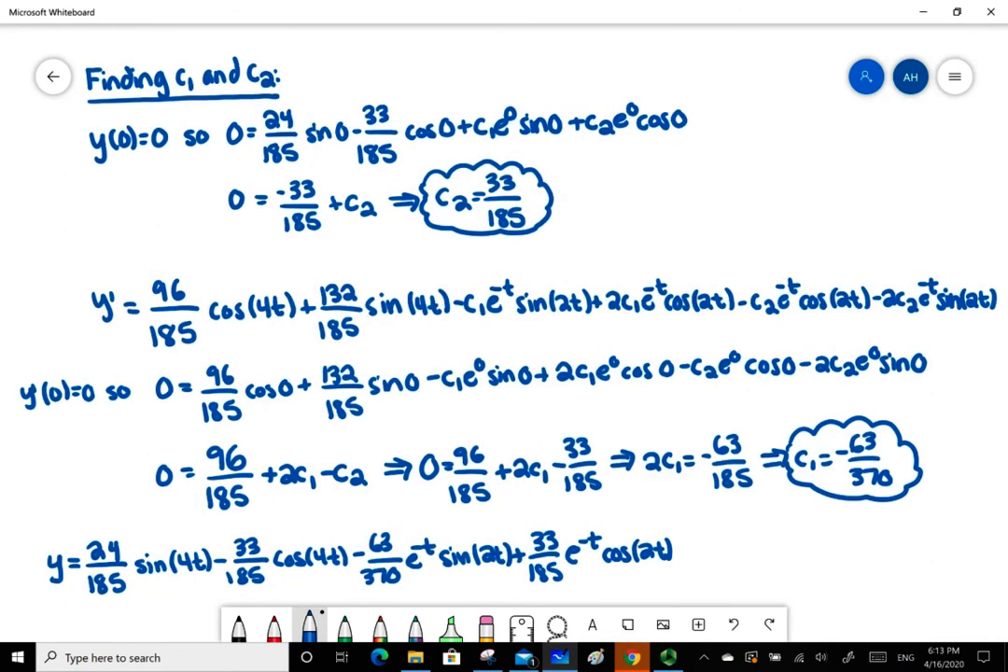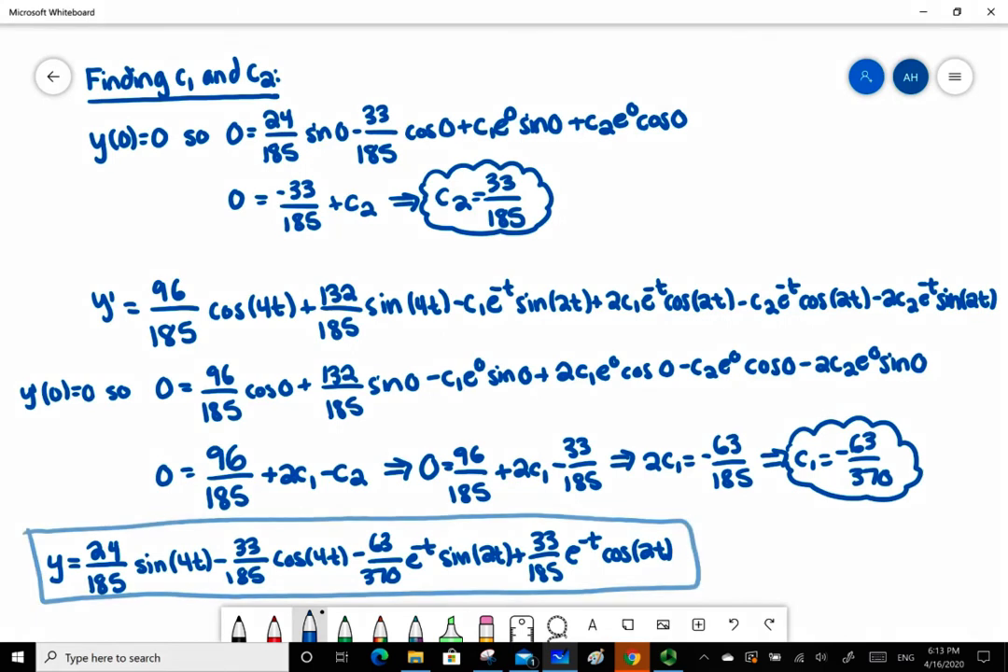C1 is negative 63 over 370, C2 is 33 over 185, so y is 24 over 185 sine of 4t minus 33 over 185 cosine 4t minus 63 over 370 e to the negative t sine of 2t plus 33 over 185 e to the negative t cosine 2t. If you chose to write your coefficients as rounded decimals, that's fine too.